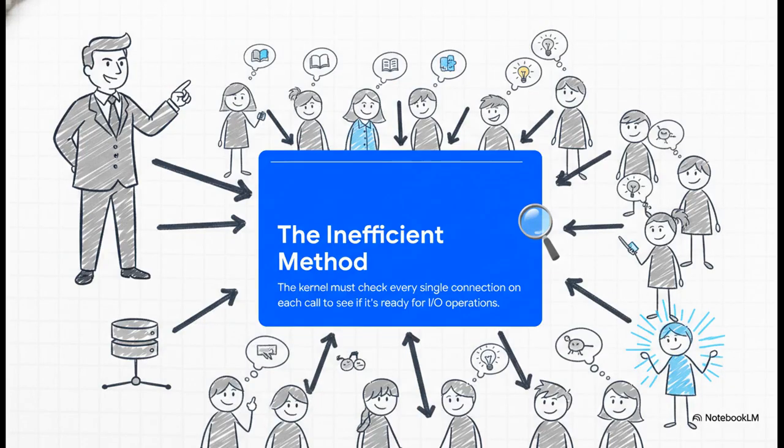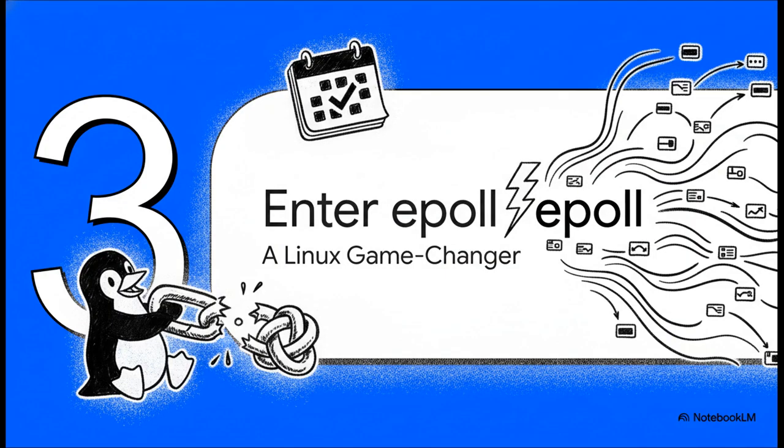Okay, imagine you're a teacher in a classroom with thousands of students taking a test. Using select or poll is like walking up to every single student, one by one, and asking, "Are you done yet? How about you? Are you done?" You'd have to keep doing this constantly for the entire class, even if only one person is actually finished. It's just so wasteful. It's exhausting just thinking about it, and it just doesn't scale. Yeah, that whole process was a huge bottleneck.